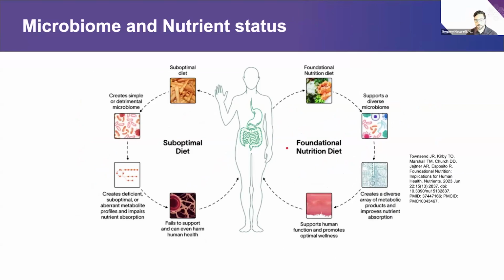Let's talk about the microbiome for a little bit. Looking into the microbiome is one way to assess nutritional status, and it can differentiate between a suboptimal diet and a foundational diet. A not good diet is going to have certain changes on our microbiome, and we will be able to observe this in changes in the microbiome itself and in metabolites, not only in our microbiome but in our blood as well. This is going to lead to adverse health states, compared to a diverse microbiome, which is going to create a more diverse array of metabolic byproducts and affect nutrient absorption. And this is going to promote optimal health and wellness.